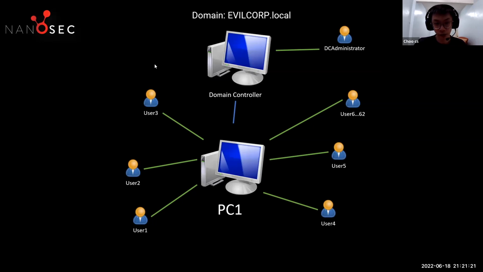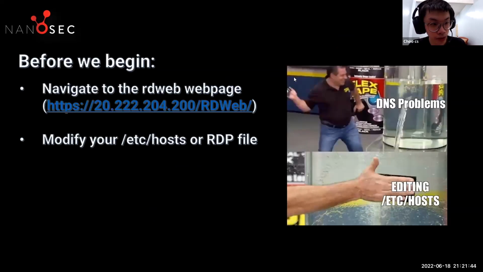So this is what the environment looks like: we have a DC, a domain controller with a DC administrator user, which is who we want to compromise. And we have a PC1, where user 1 to user 62 are set up to access this PC. So how do we want to access it? You can navigate to this link.